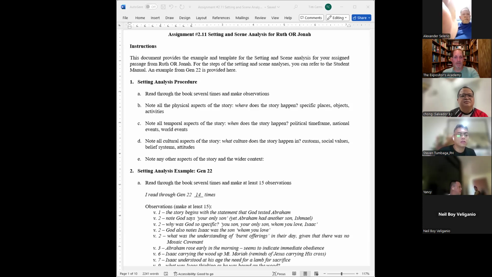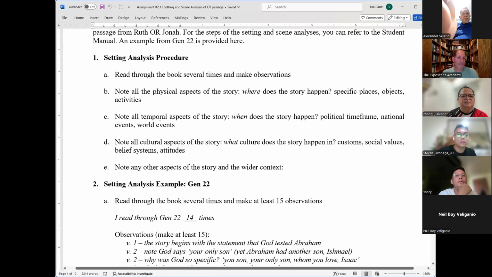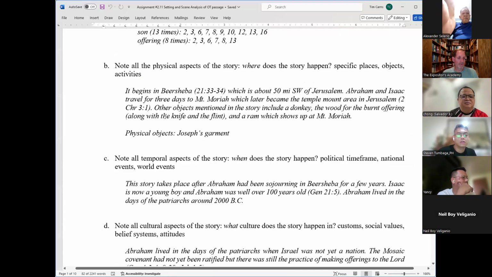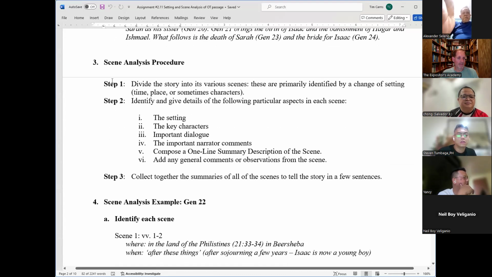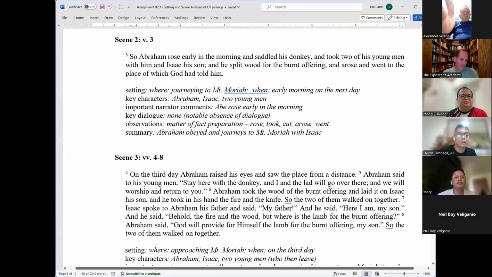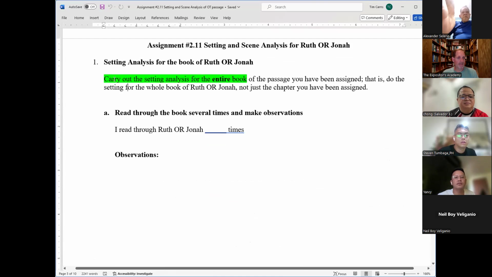But in the assignment instructions, okay, we have the setting analysis, which we covered last time. And then I showed an example. And then the scene analysis, again, we talked about the procedure. And then I gave an example from Genesis 22. And then the assignment, I said, carry out the setting analysis for the entire book of the passage you've been assigned. So again, when you do the setting analysis, you're doing it for the whole book, Ruth or Jonah.